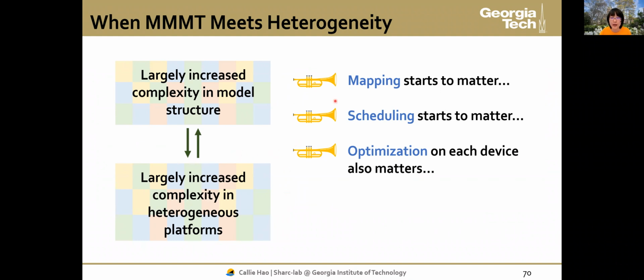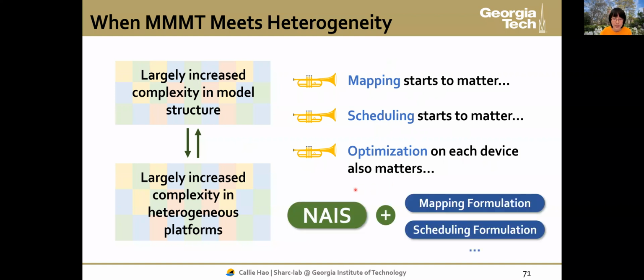Okay. So because of the increased complexity, mapping starts to matter. The scheduling starts to matter. And of course, the optimization of each device also matters, well, it has mattered since a long time ago. So the future NICE must be able to incorporate mapping formulation and scheduling formulation, and maybe something else. So these are the future open questions for NICE.